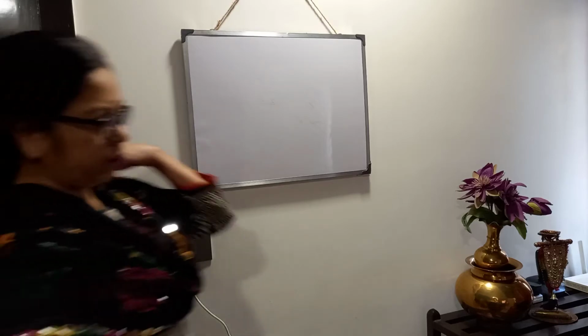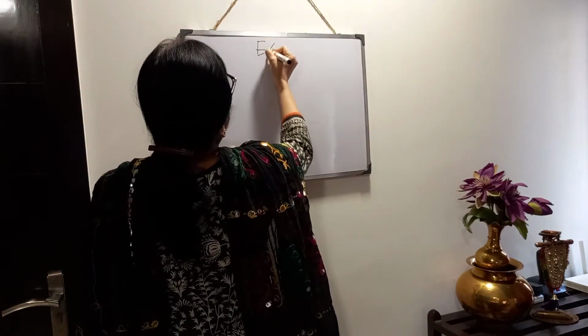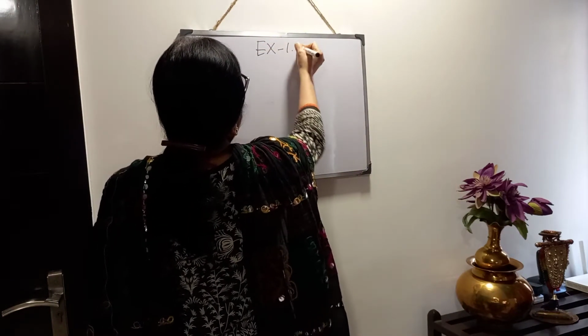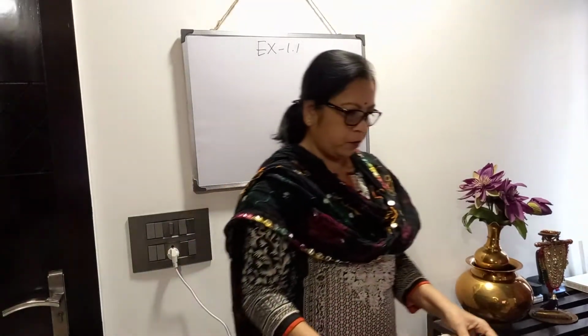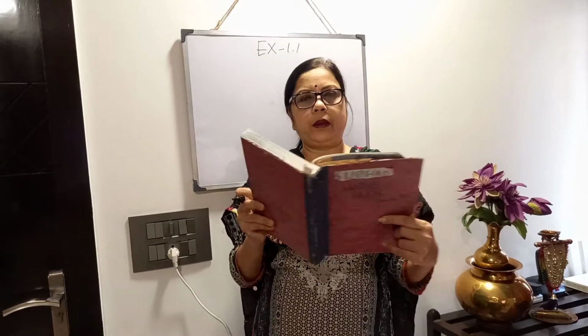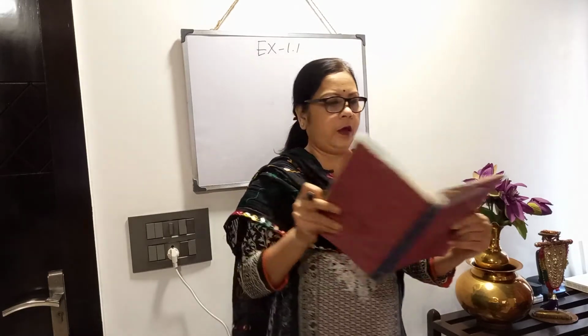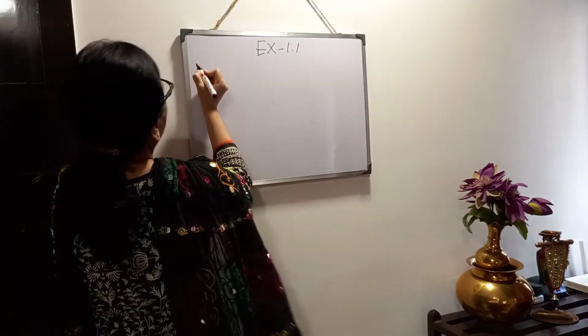Now students, continuation of the previous video. We are doing exercise 1.1 from the board book. Now the first one is over, second one. Which of the following equations can be written in the form of ax square plus bx plus c equals to 0, where a, b, c are real numbers? Now I am writing one by one.